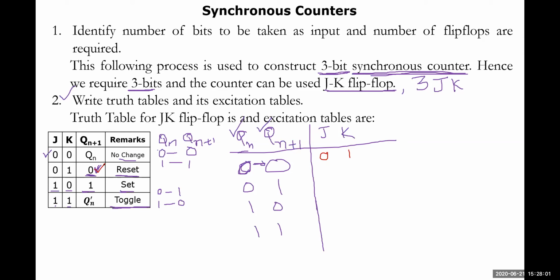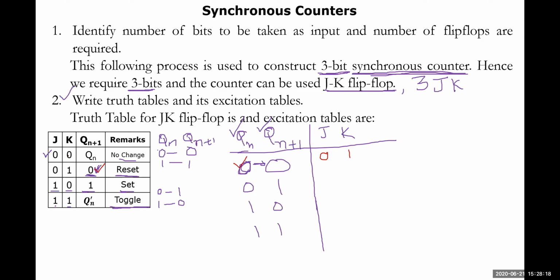Now, one more point also needs to be discussed here. That point is, if you are supposed to submit 0, 0, what is the previous state here? That is 0. What is the next state? Also 0. So what do you mean by 0, 0?